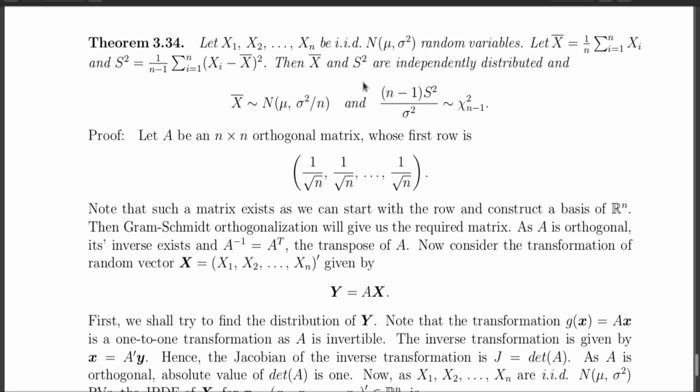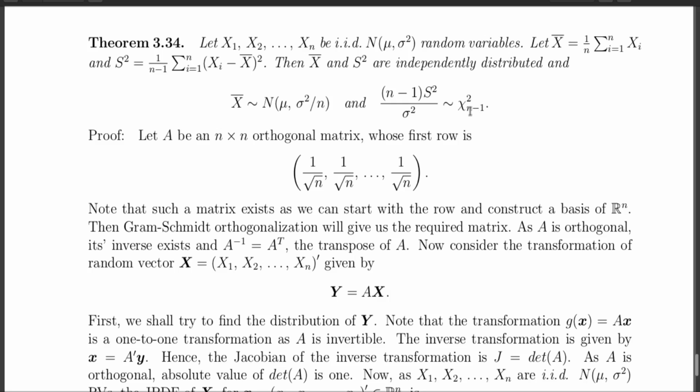The interesting thing is that x bar, which is basically the average of all xi, is going to follow again a normal distribution, but the parameters are going to change. The mean mu remains mu, but the variance will now be sigma square by n. And then n minus 1 times s square by sigma square is going to follow a chi-square distribution with degrees of freedom n minus 1. So in this case, the degrees of freedom is not n, though I have a sum up to n, but it is n minus 1.